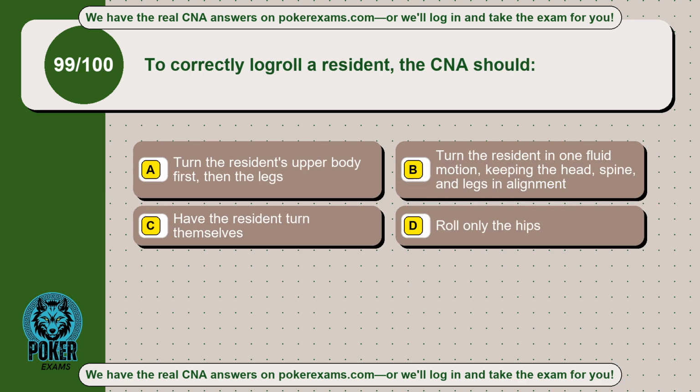Question 99. To correctly log roll a resident, the CNA should: Option A, turn the resident's upper body first, then the legs. Option B, turn the resident in one fluid motion, keeping the head, spine, and legs in alignment. Option C, have the resident turn themselves. Option D, roll only the hips.